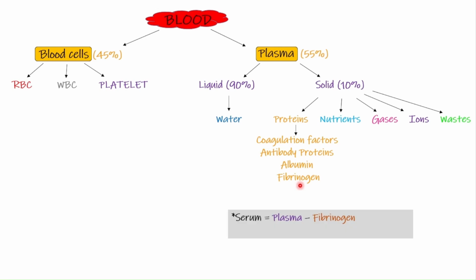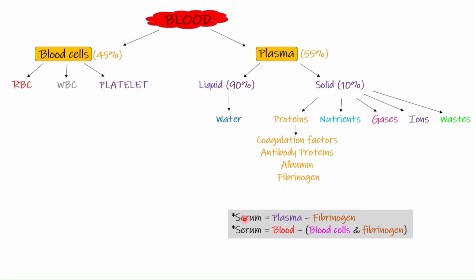Okay. Now there's one interesting thing, that is serum. What exactly is serum? Serum is basically plasma without fibrinogen. Or serum is basically blood without blood cells and fibrinogen. And what is plasma? Plasma is blood other than the blood cells.